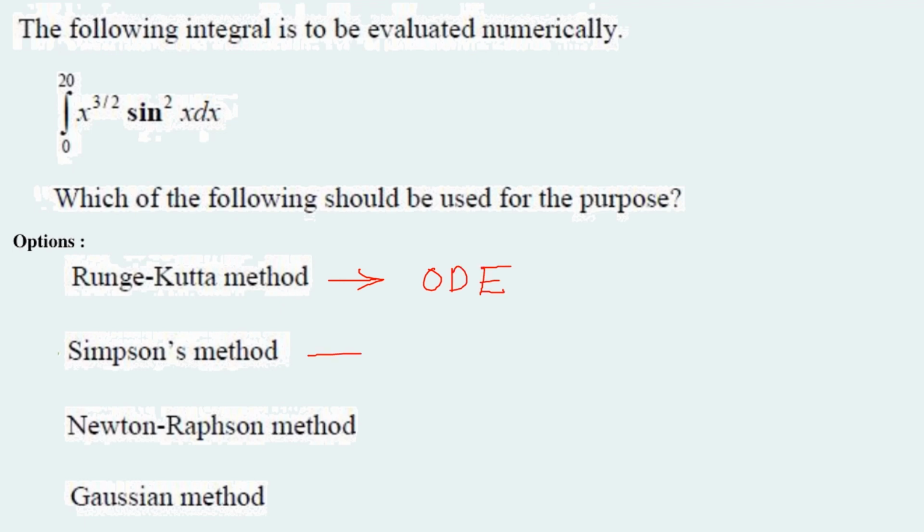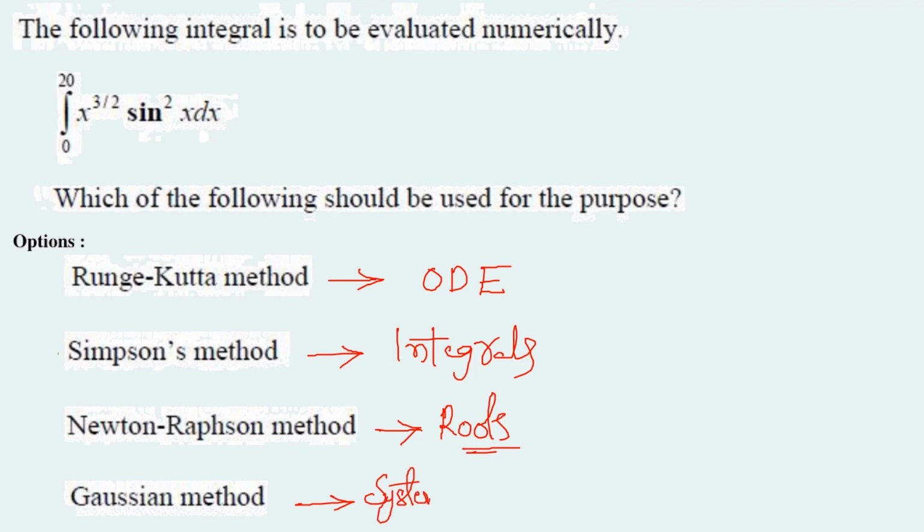The second one is Simpson's method. It is used to evaluate integrals. Third one is Newton-Raphson method. It is used to obtain the roots of functions. The fourth one is Gaussian method. It is used to obtain the solution for system of linear algebraic equations.